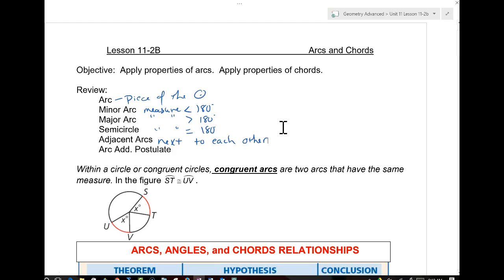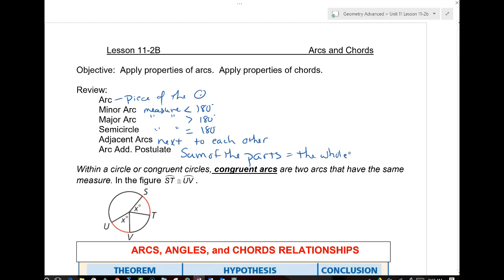Arc addition postulate. What's the easiest way of describing the arc addition postulate? I have totally brainwashed you guys. Yes! All right. Sum of the parts equals the whole. And the cool thing is if we add up all of the arcs of a circle, they always add up to 360. So it's kind of a cool scenario.